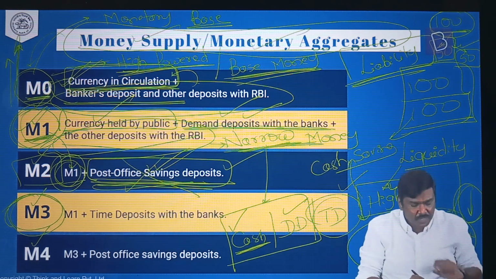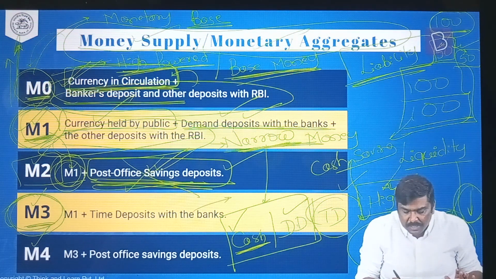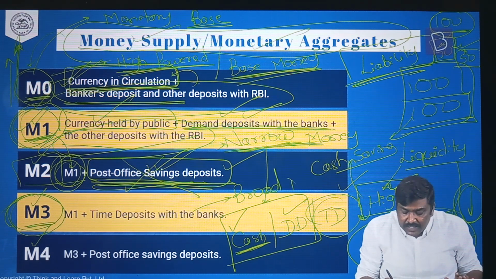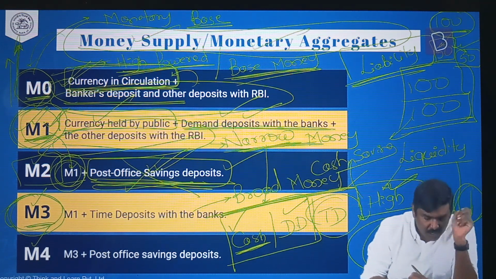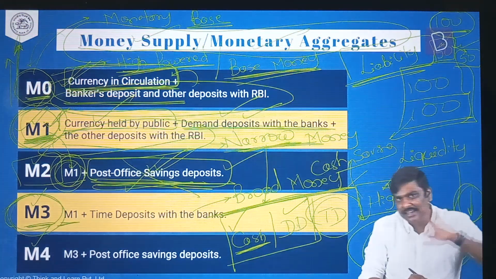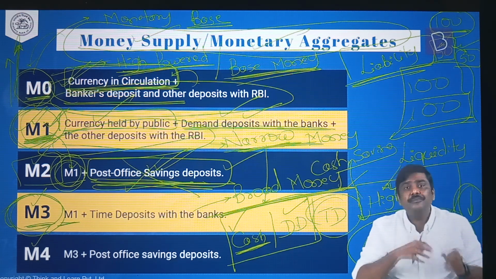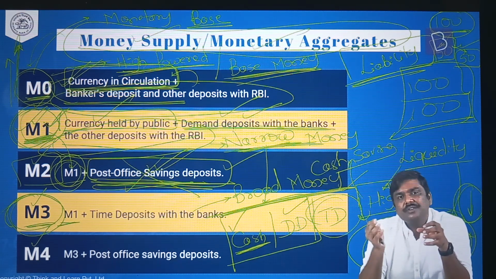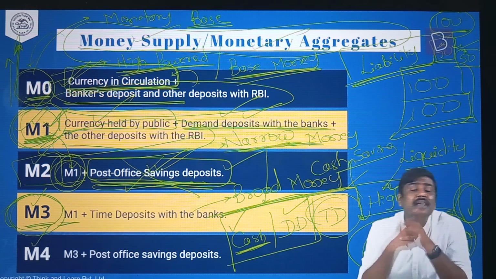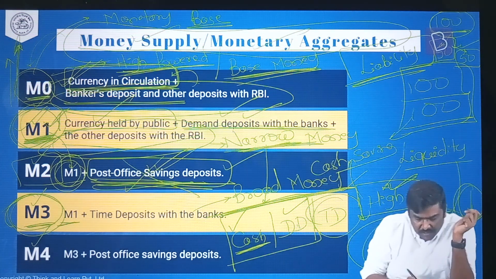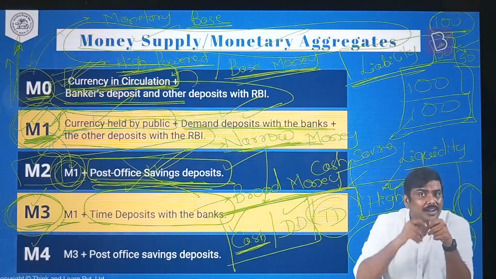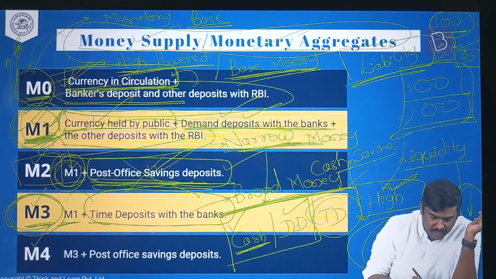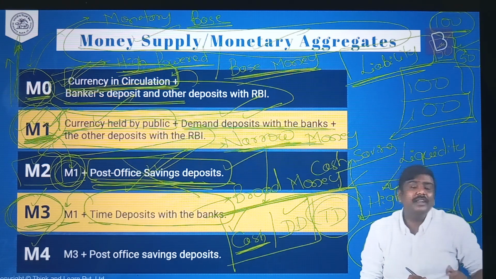Let's go to the next one, the most important one, M3. M3 is referred to as broad money. Why is it referred to as broad money? As usual, we will consider narrow money, M1. In addition to M1, as a result of money circulation and the fractional reserve system in the banking sector, the total time deposits in the banking sector will also be considered within this concept of M3.